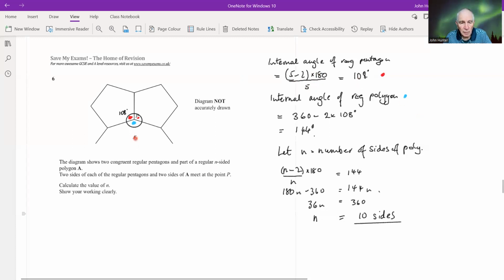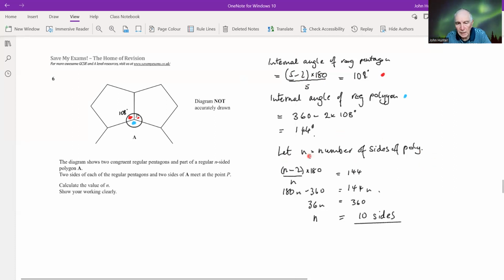So this polygon here has got an internal angle of 360 minus 2 times, well, it's this one and this one, isn't it? 2 times 108, and that's 144 degrees. Now, if we apply this same formula here, the same idea of number of sides minus 2 times 180 over the number of sides, then we can actually use this 144 degrees.